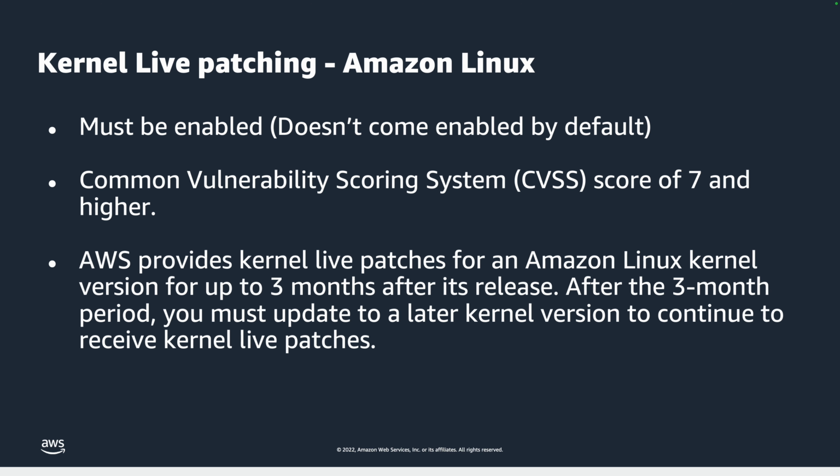Third one, and that's my favorite paragraph from the documentation. It tells you exactly what kernel live patching is for. I will read it out for you. AWS provides kernel live patches for an Amazon Linux kernel version for up to 3 months after its release. After the 3-month period, you must update to a later kernel version to continue to receive live patches.